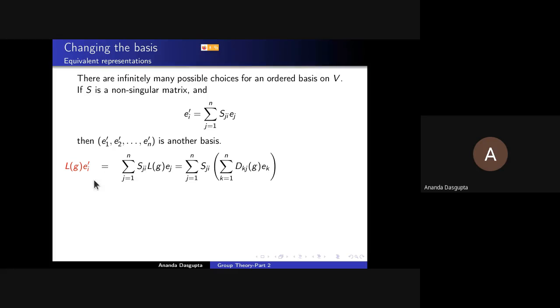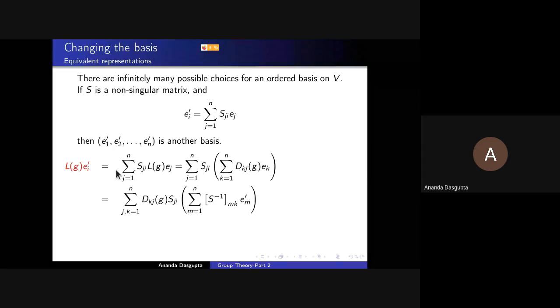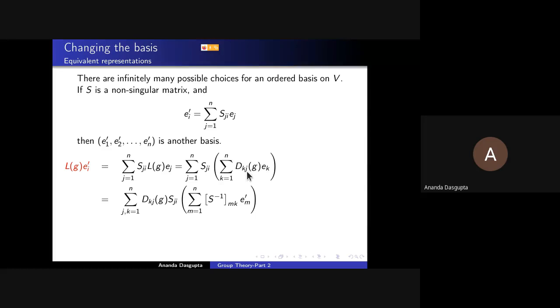Now, this gives us an expansion of the result of LG acting on EI prime, the new basis vectors, but an expansion in terms of the old basis vectors. That will not do. Since I'm going to change my basis, I want to expand LG EI prime not in terms of old basis vectors, but in terms of new basis vectors. But that's easy. All you need to do is look at the fact that SGI and DKJG are just numbers, so you can just move them out. Remember, they are just numbers. SGI is a number, DKJG is also a number. One number for every group element, but still a number, all the same.